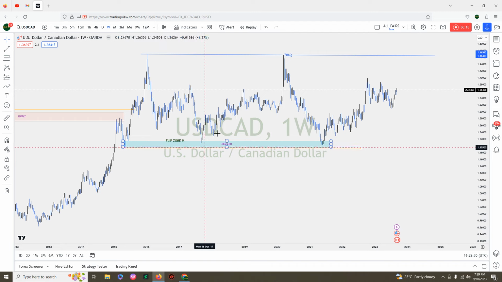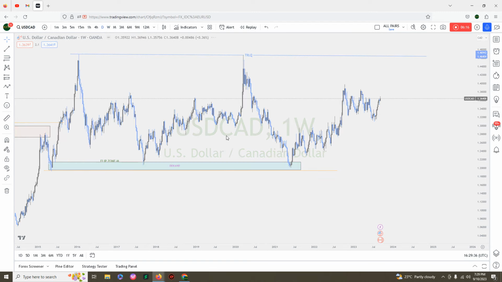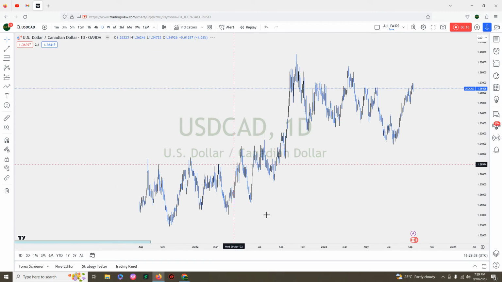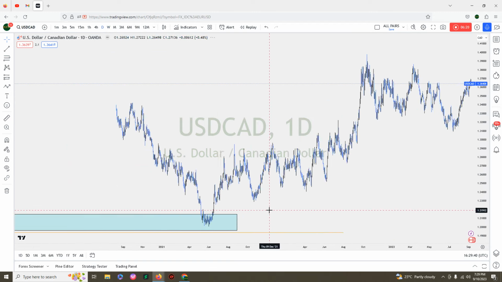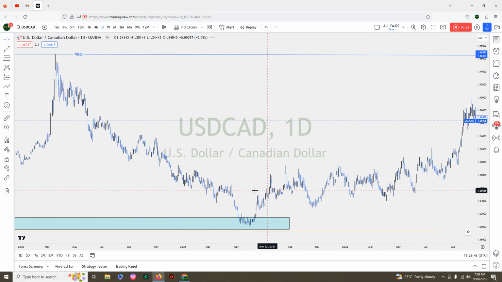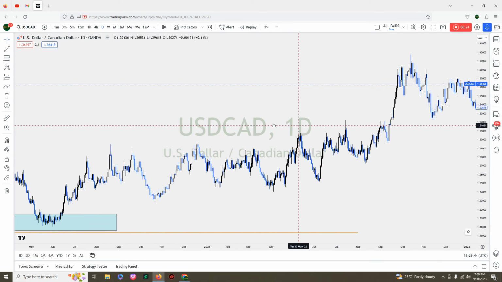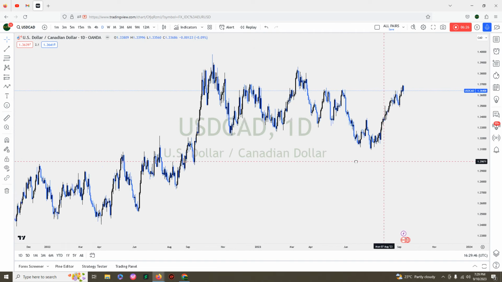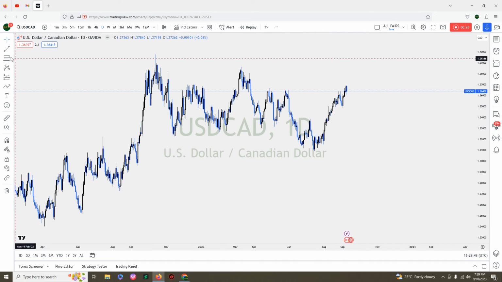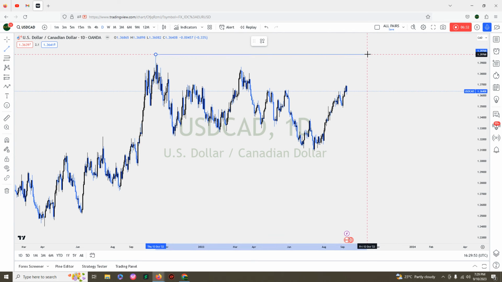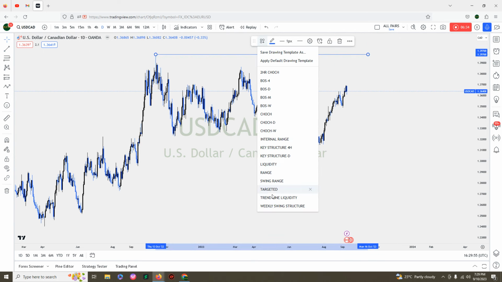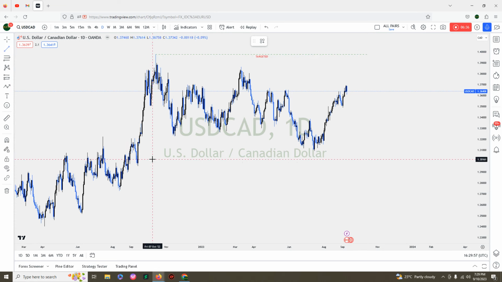So we expect the market to come back to this region and come back to this region, then go possibly higher. So let's go on the lower time frame. So what do we have on the lower time frame? In the lower time frame, this is now on the daily time frame. We have this high here. Okay? And then we have this low.